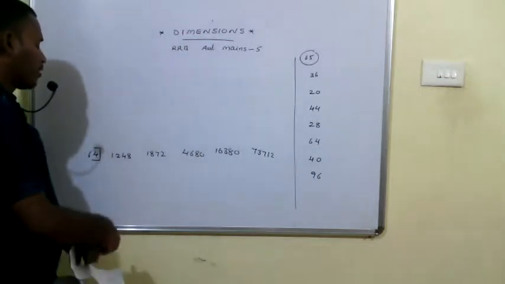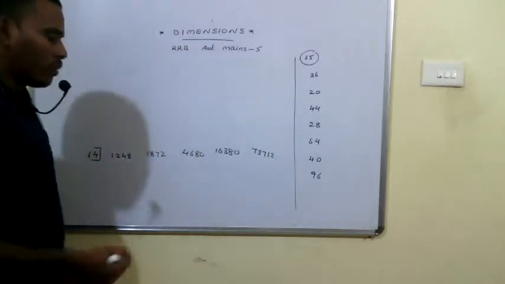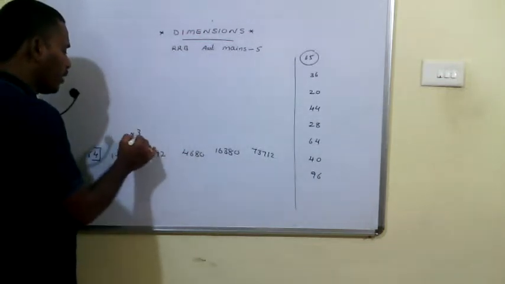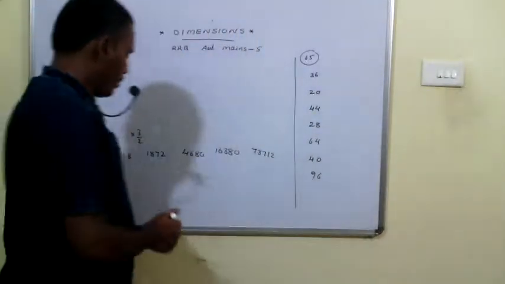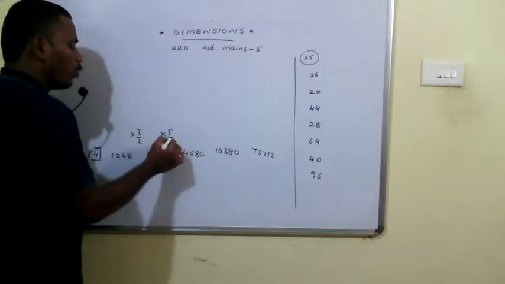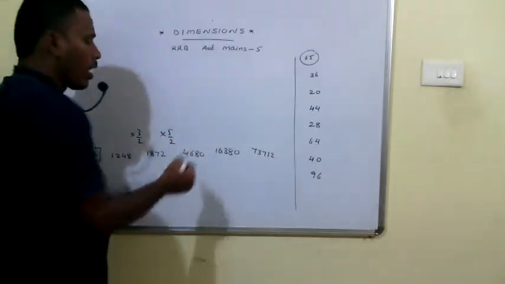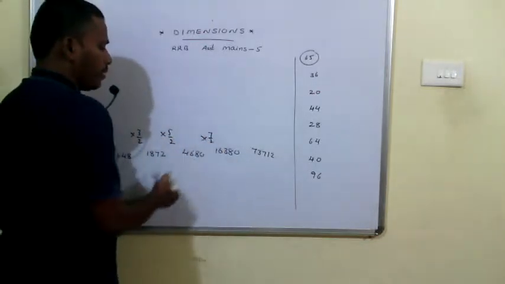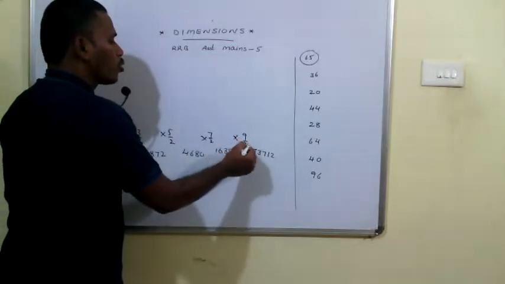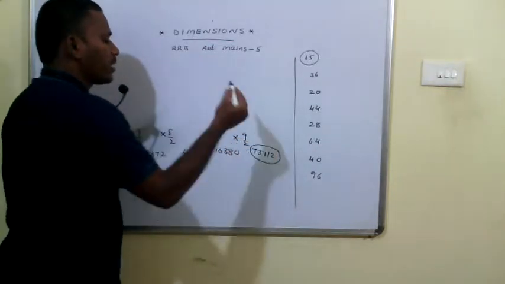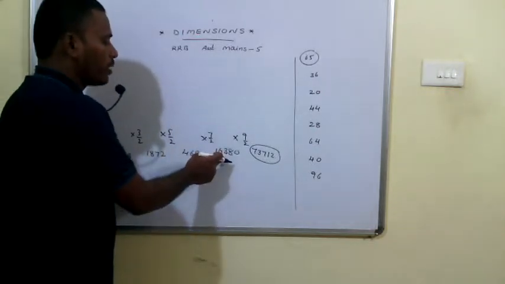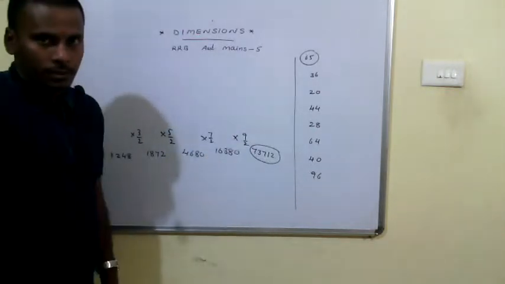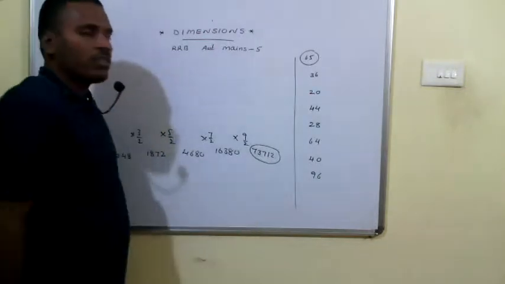Then coming to 64. To find out the next number of the series, we need to multiply with 3 by 2. 1248 into 3 by 2 will give us the next number. And then this 1872 into 5 by 2 will give us the next number. And into 7 by 2 will give us the next number. And into 9 by 2 has to be the next number, but it is given as 73712. Which one is the wrong one? So you just multiply this number with 9 by 2 to get the correct answer. So your wrong number of the series is this one.